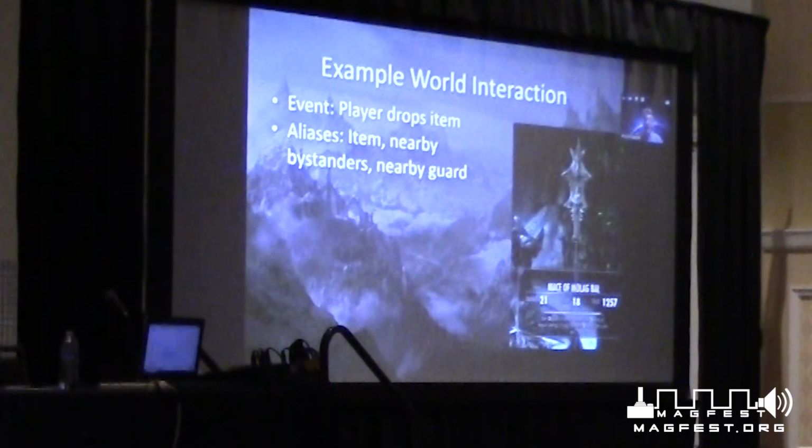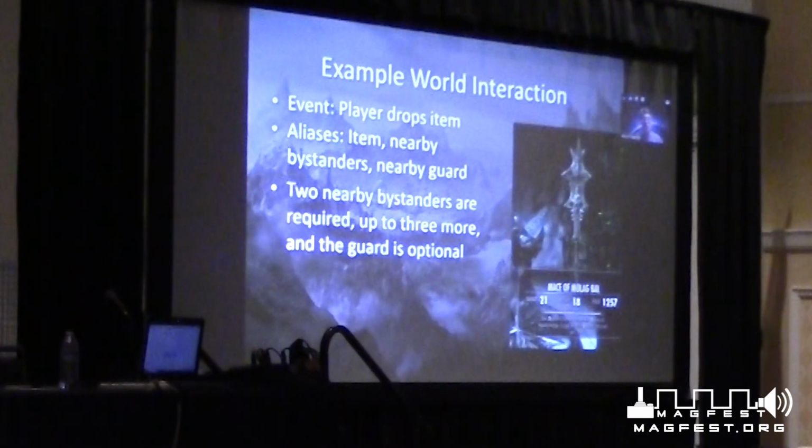We do a find matching for aliases that are bystanders and a nearby guard. So people walking around in the city or the town where we might be, and a guard nearby. So if you drop it in the wilderness, this quest would fail because those aliases couldn't get filled. And that's fine. You drop the Mace of Molag Bal on some mountaintop, nobody's going to react to it. So this really only applies to cities and towns.